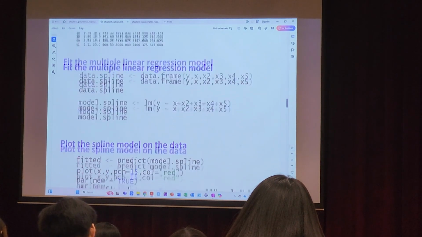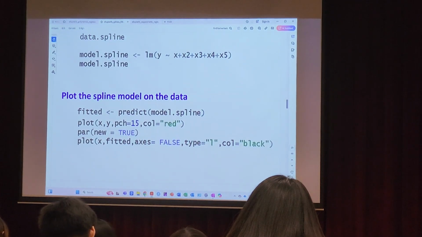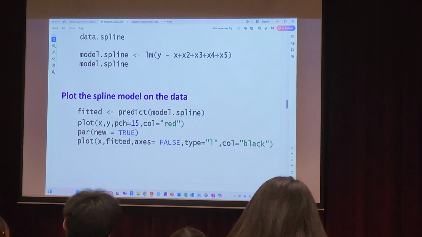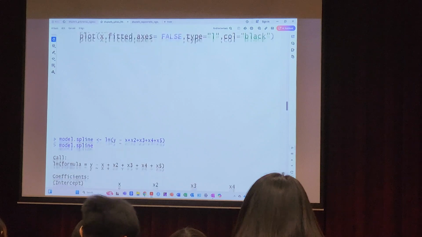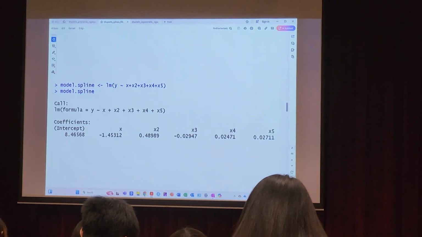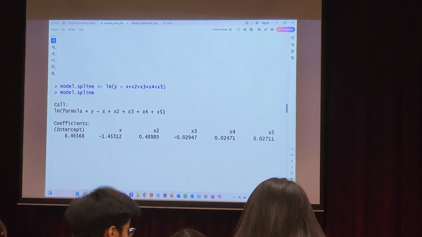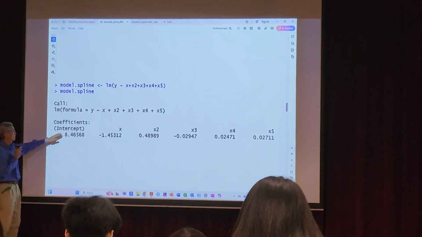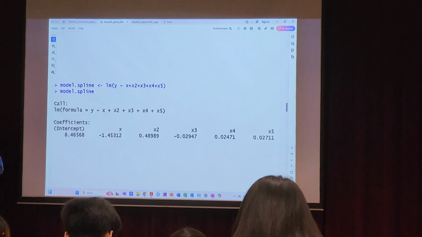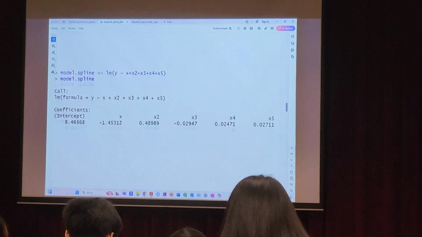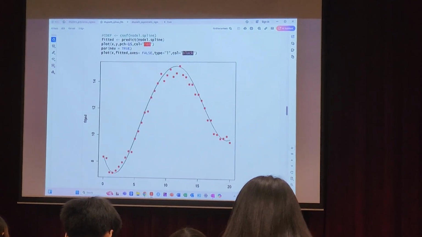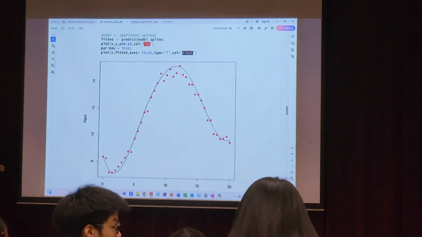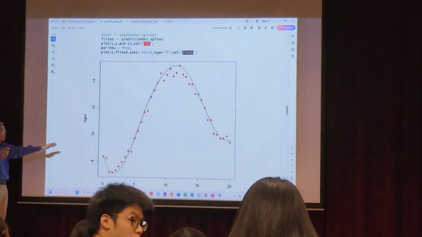Okay, we plot the spline model on the data. So if you want to know how to do it, here's the R code for doing it. So when I fit this model, I can get all the regression coefficients, and I can plot it. So this is the cubic spline model for the data.